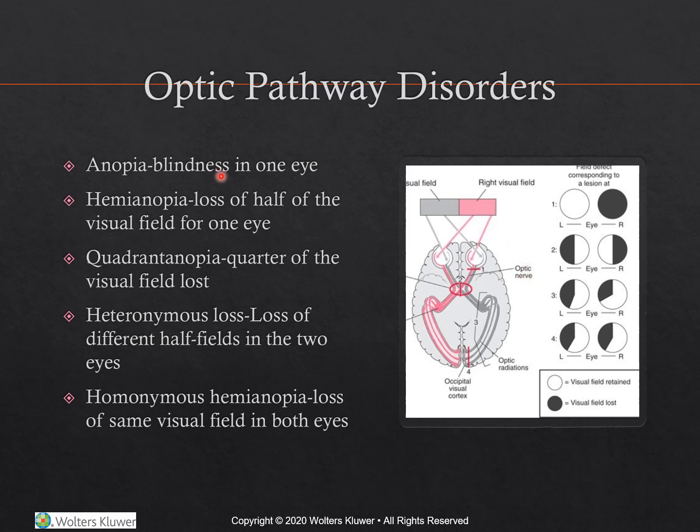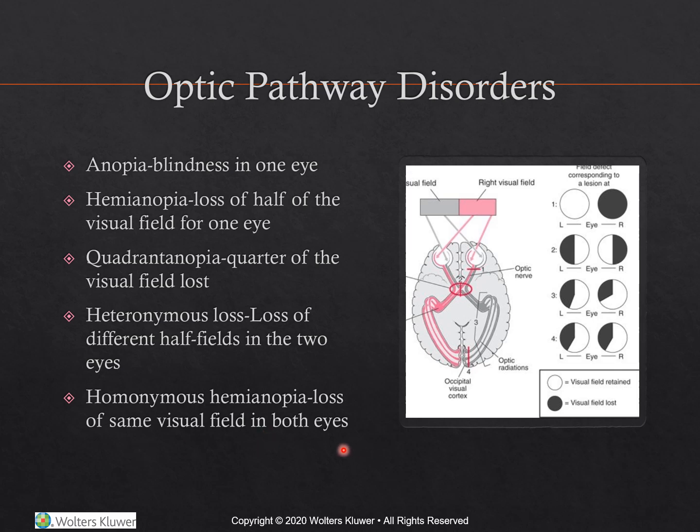Okay. In hemianopia, we get loss of half of the visual field in one eye. I don't have anything here that really shows hemianopia. It would be kind of similar to what we see in number 1, except we would just lose half of that visual field. Quadrantanopia is a quarter of the visual field loss. So again, just one of those. We can also get heteronymous loss. That's loss of different half fields in the two eyes. Or homonymous hemianopia, that's loss of the same visual field in both eyes.